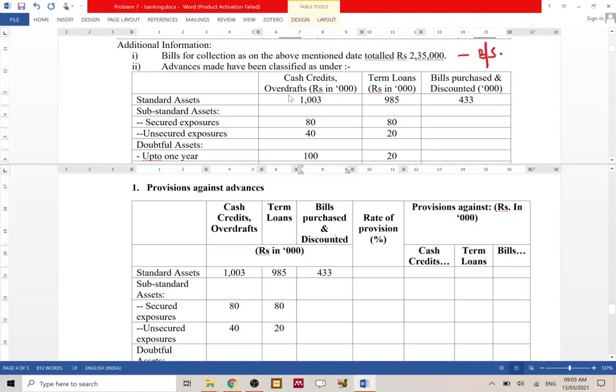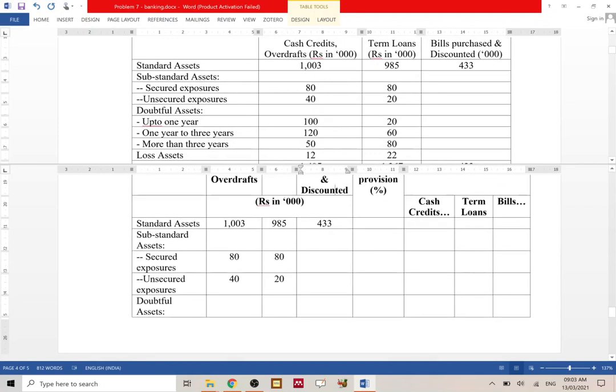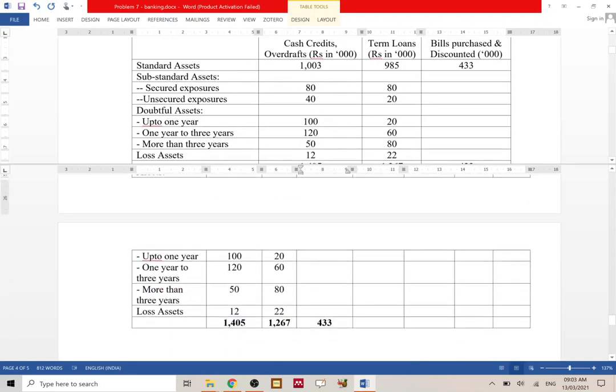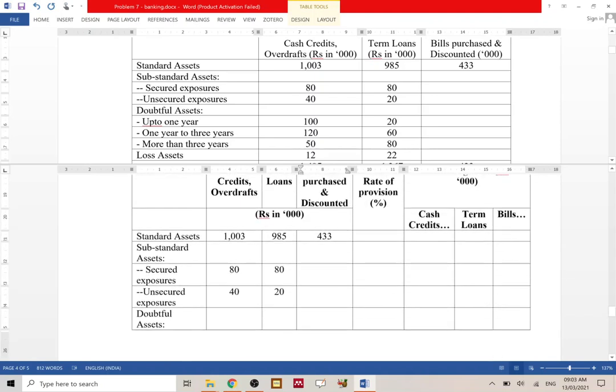I've done it exactly as per this working note, okay? And further classifications of those advances are given. So for each classification, we are going to calculate the rate of provision, meaning we will identify the rate of provision for each one and apply that rate, that is, take a percentage of each of these over here. Okay, so let us see now.